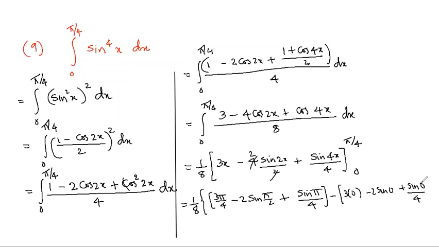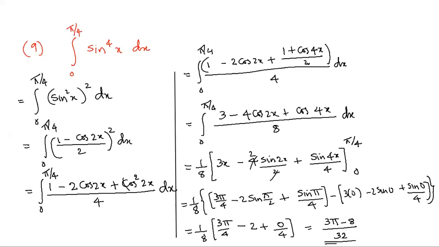And here we don't have to worry much about them because all of them are 0. Sine 0 is 0. So here is my final calculation. 1 by 8, 3 pi by 4, minus 2 plus 0 by 4. So if I take LCM here, 3 pi minus 8 upon 64. No, upon 32. Am I right? Shagun, my calculation is correct. Yes, sir. So this is a very important question. One of the board examinations asked this problem.